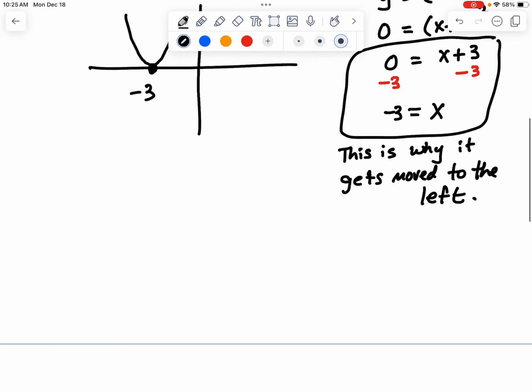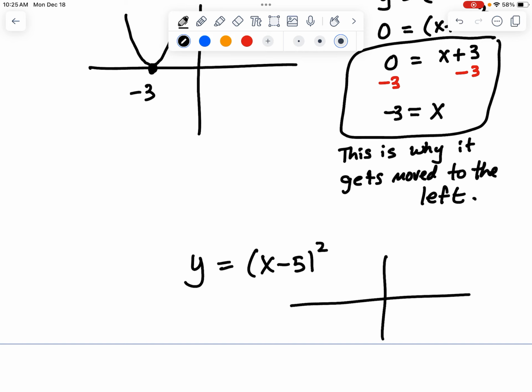And then as just an add-on, if it said y equals x minus 5 squared, and you did the same thing and set it equal to 0, then even though it says minus, that actually shifts it to the right. So with a minus in the parentheses, that actually shifts it to the right. And with a plus in parentheses, it shifts it to the left.